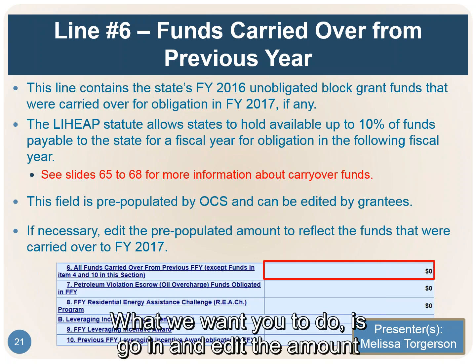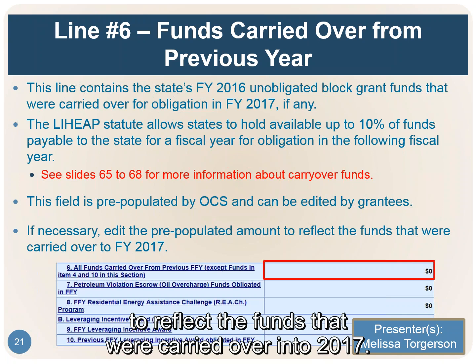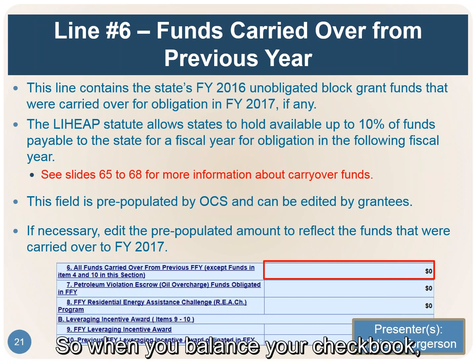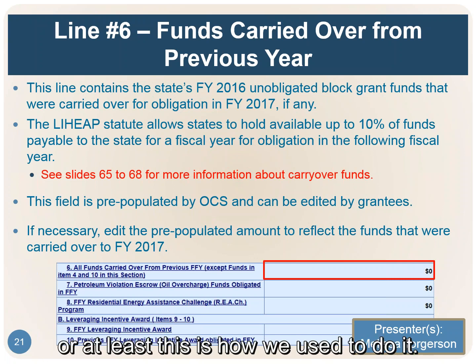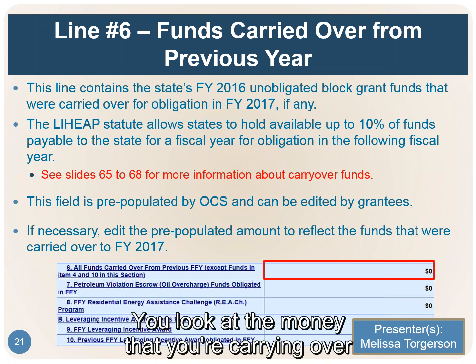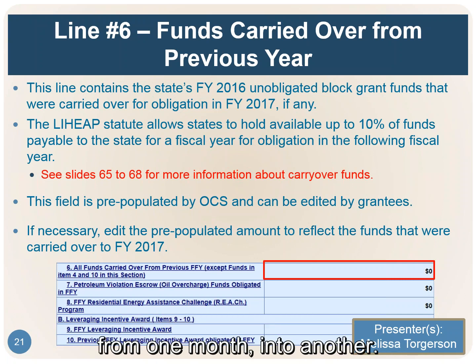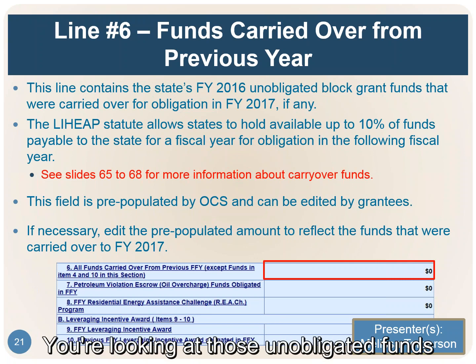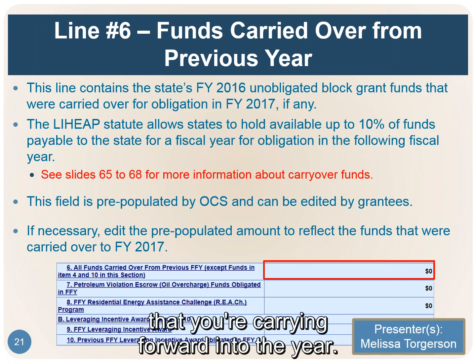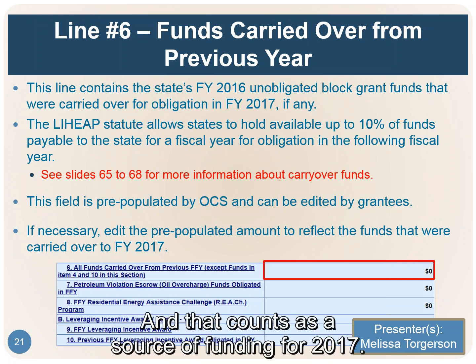What we want you to do is go in and edit the amount to reflect the funds that were carried over into 2017. When you balance your checkbook, you look at the money that you're carrying over from one month into another, and that's similar to here. You're looking at those unobligated funds that you're carrying forward into the year, and that counts as a source of funding for 2017. If you want to go to the next slide.